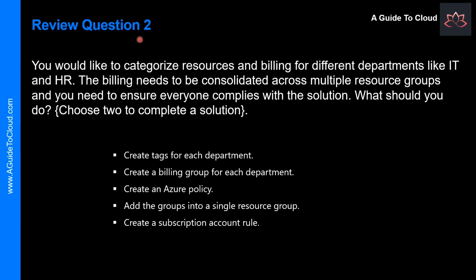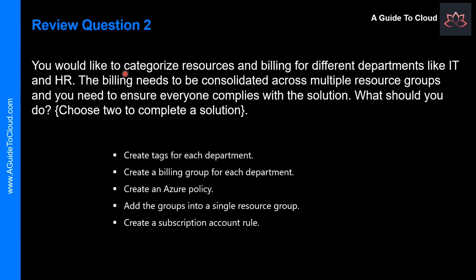Let's look at question number 2. You would like to categorize resources and billing for different departments like IT and HR. The billing needs to be consolidated across multiple resource groups, and you need to ensure that everyone complies with this solution. What should you do? So you need to choose 2 to complete the solution. So within the exam, you might find you need to choose more than one answer to complete the whole solution.